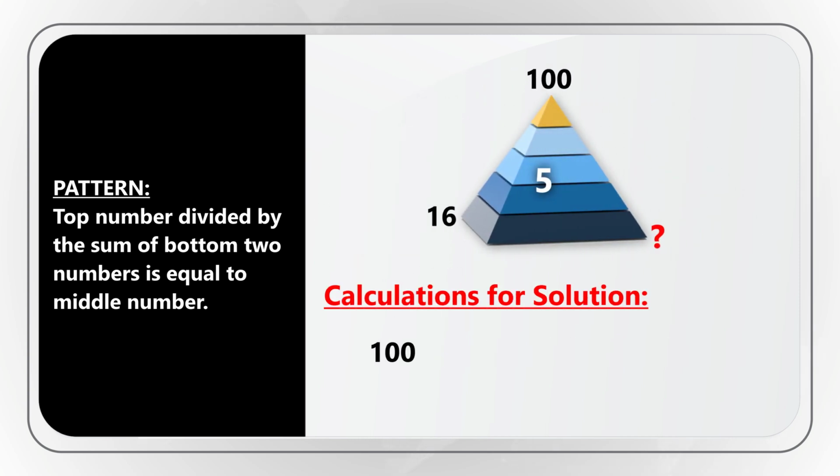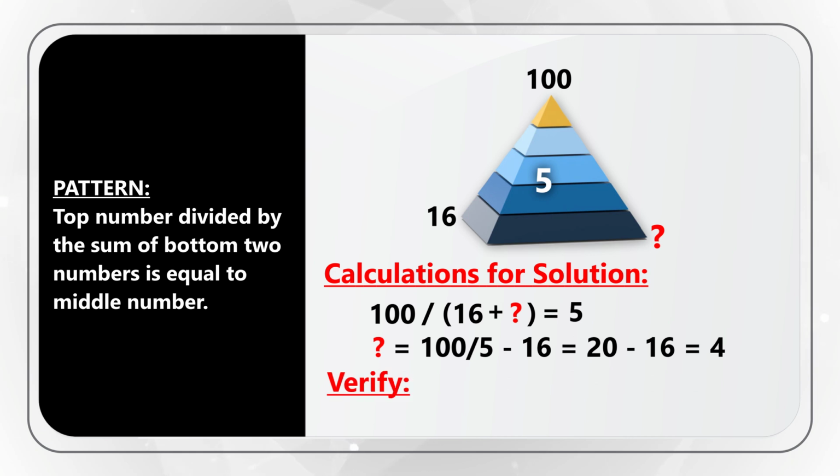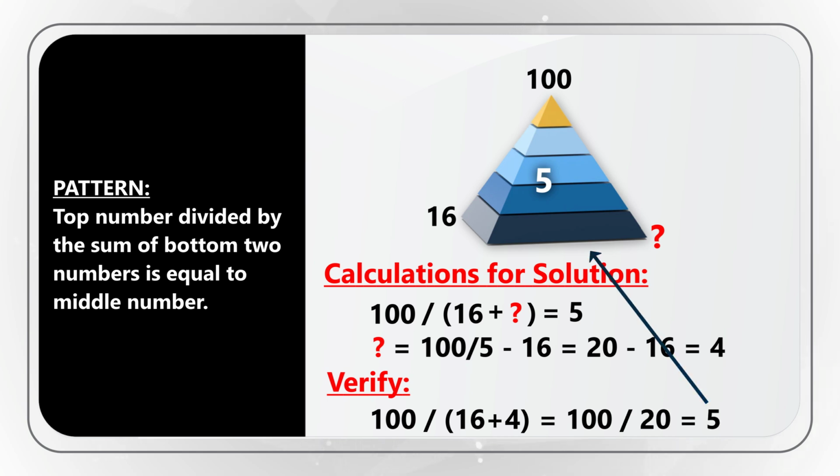100 divided by (16 plus question mark) equals 5, and 16 plus question mark are in parentheses, which means that to calculate the missing number, we need to divide 100 by 5 and subtract 16, which would be equal to 20 minus 16, which would be equal to 4, which means that question mark equals 4. Let's verify. 100 divided by (16 plus 4) equals 100 divided by 20 and equals 5, and 5 is the number in the middle of the third pyramid.